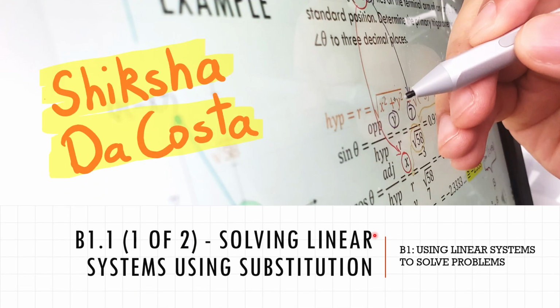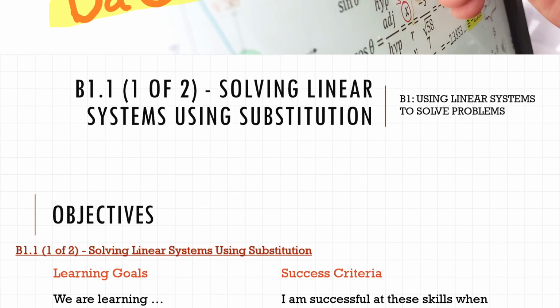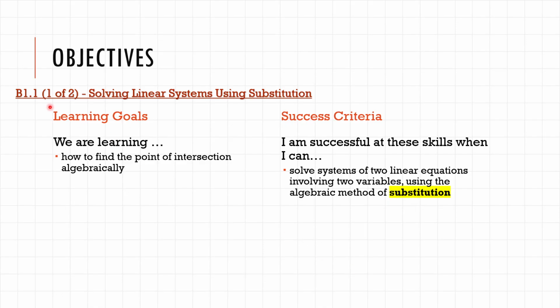Today we're going to learn how to solve a linear system using a strategy called substitution. This is one of two different strategies we will learn as part of this unit, and both of them will involve us learning how to find a point of intersection between two lines using algebra. This lesson will learn a strategy called, like I mentioned, substitution.